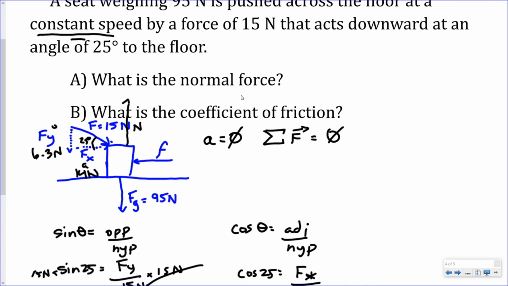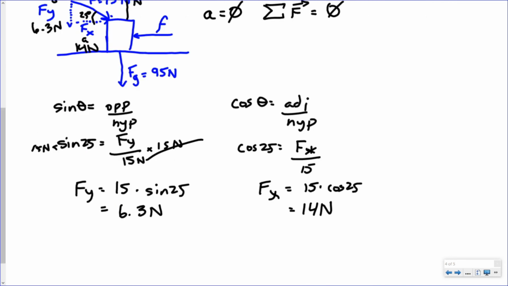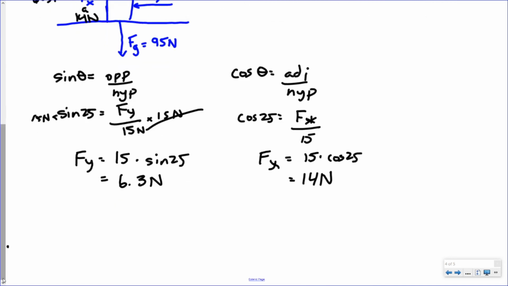Okay, question A says, what is the normal force? So we're looking for this one. We know that if the net forces are 0 because acceleration is 0, that means our net force in the y direction has to be 0. So the ones up have to equal the ones down. So N should be equal to Fy plus Fg. Let's go ahead and solve for the normal force. So for A, N should equal Fy plus Fg.